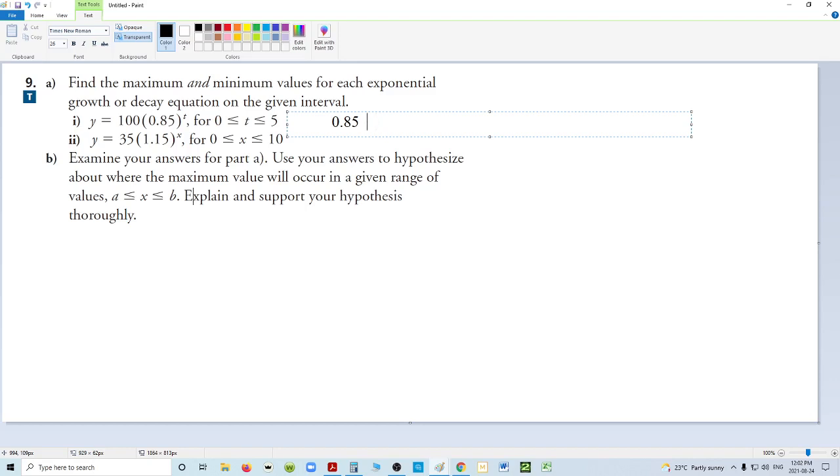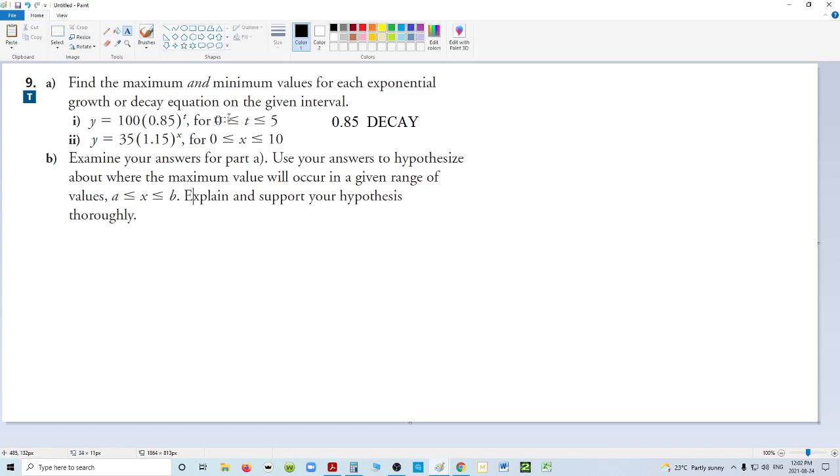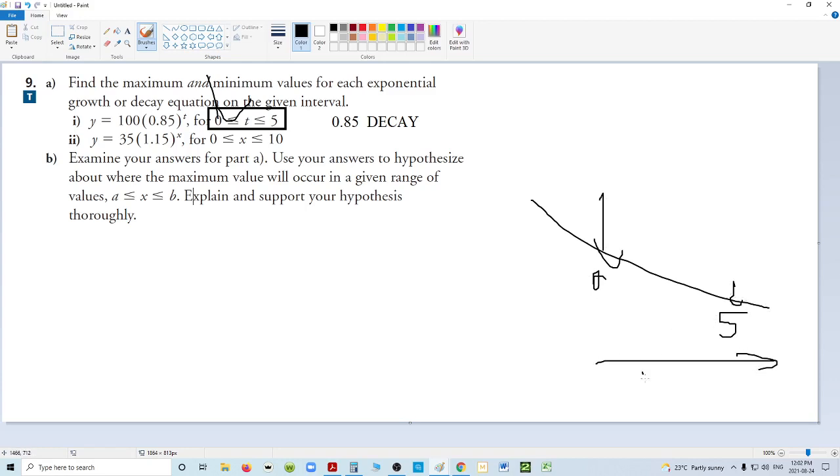It's smaller than 1. Therefore, we have a decay curve, which means since 0 on the x-axis is measured in t, and since they're asking us from 0 to 5, the 0 value will always be higher up than the 5 value, which is further along the t or x-axis. This will always have a higher value than that, which means the slope of any rate of change between those 2 points will be negative. So looking at the question, find the maximum and min values for each exponential growth or decay curve in the given intervals.